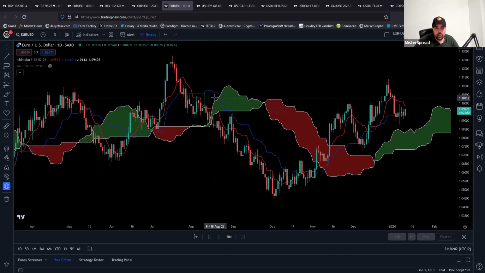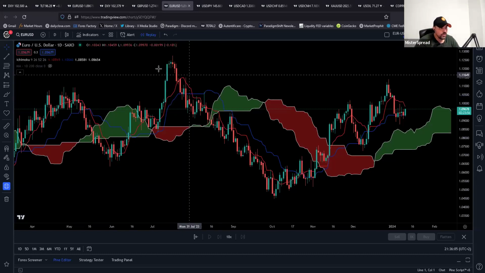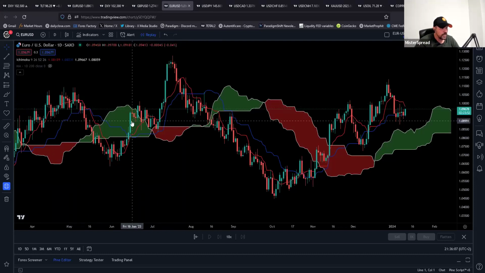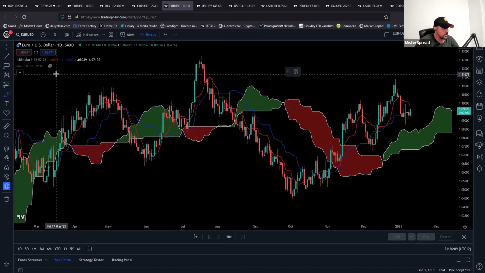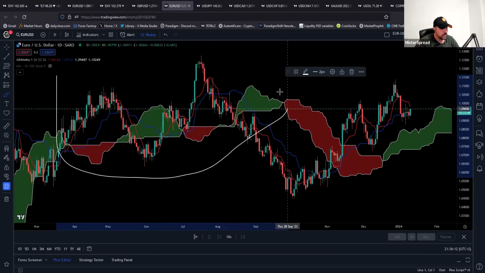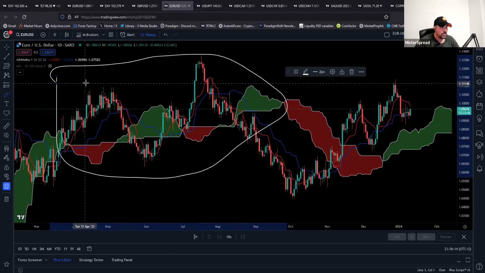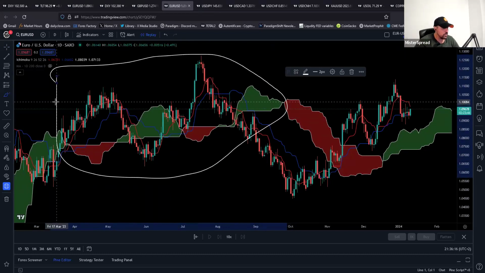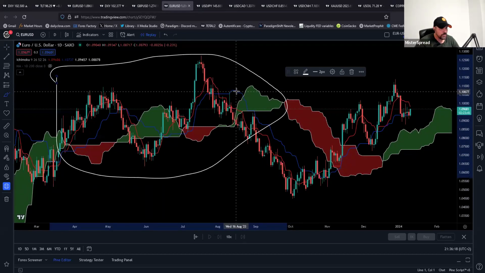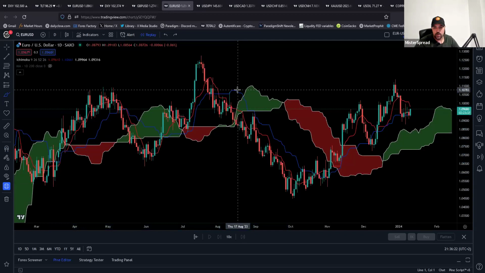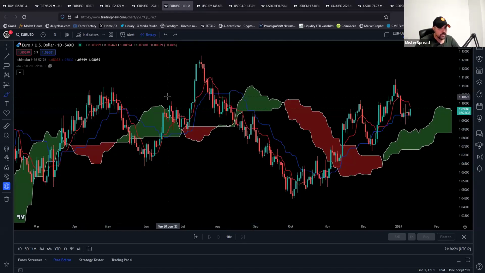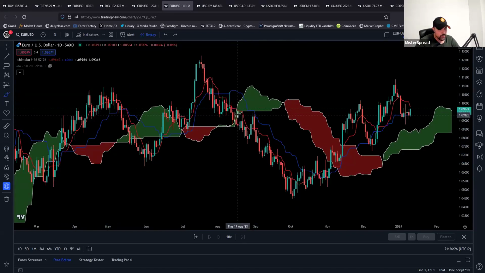This is where Ichimoku shines, where you can stay away from this kind of markets where they go sideways. For example, from here to here, from here to here in this region, it just tells you on euro dollar, since March 2023 up until August 2023, Ichimoku just tells you to stay away because you don't have any clear trend. Okay, this is where the clear trend starts.